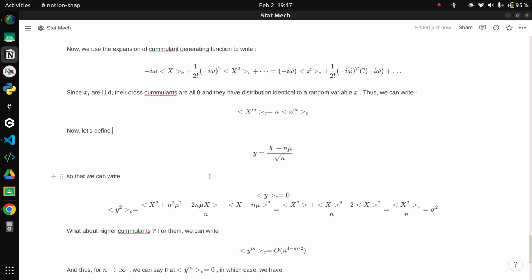Now what about the higher cumulants? For them, what we can do is write the mth cumulant as order n power 1 minus m by 2. So why is that the case? The n power 1 is from the numerator and the m by 2 thing is from the denominator. So you have the square root of n thing, right? You're going to take that m times because y power m, obviously. But then x minus n mu power m, the cumulant of that thing. So x minus n mu can be expanded basically, right?